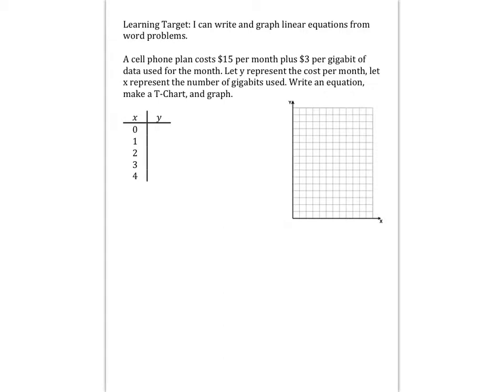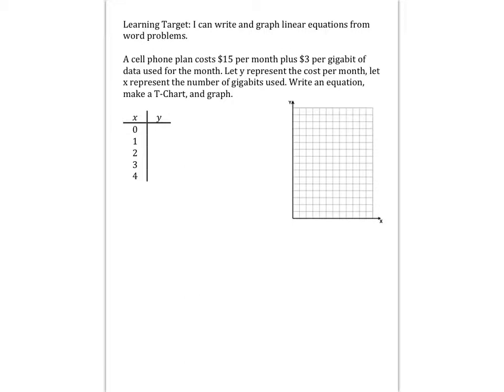Hello, and today's learning target is I can write and graph linear equations from word problems. So this video is very similar to the last video with word problems. However, we are not given the equation from our word problem. We have to create the equation based on what we read, create a t-chart or table, and then graph that data that we found in our t-chart.